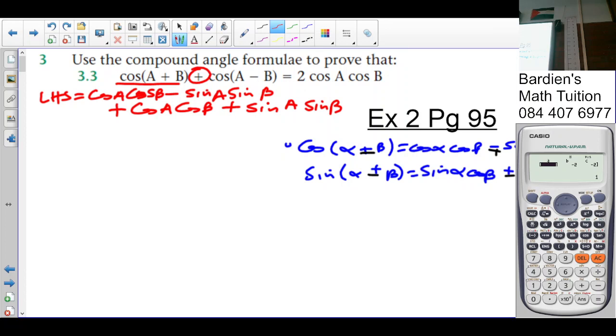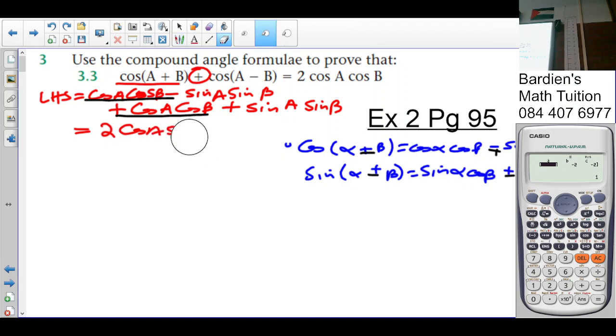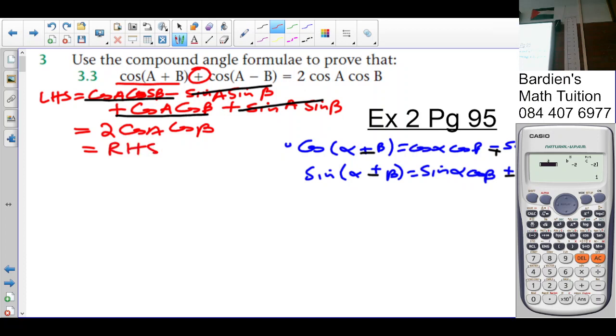Okay, you all agree with that? So what do you notice? These like terms, not so? So cos A cos B plus cos A cos B is going to be 2 cos A cos B. Sorry, I'm getting confused here. Then minus sine A sine B plus sine A sine B cancels, not so? Which means you say this is equal to the... any confusion here? Right?